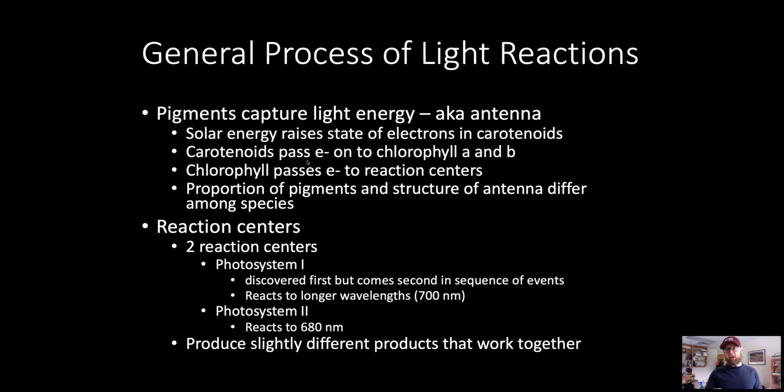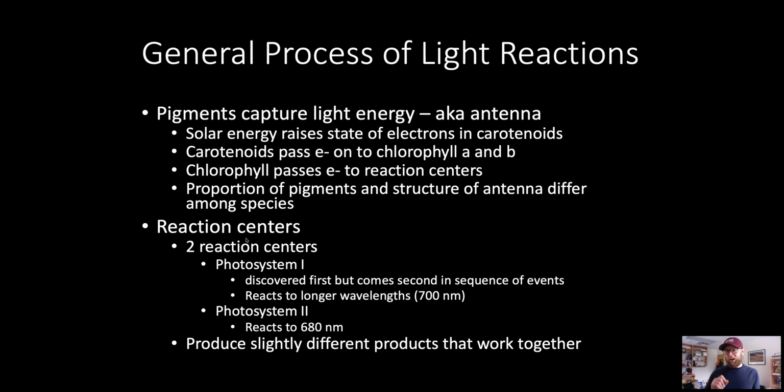When I talked about photosystem 1 and 2, those are the two reaction centers. Something that's important here for us to think about from an ecological standpoint is that the types of pigments and the proportion of the pigments can differ between species, and that allows species to adjust or acclimate to different qualities of light, so they can maximize the ability to capture light energy depending on what wavelengths they're actually receiving. The reaction centers, photosystem 1 and 2, are where those electrons end up.